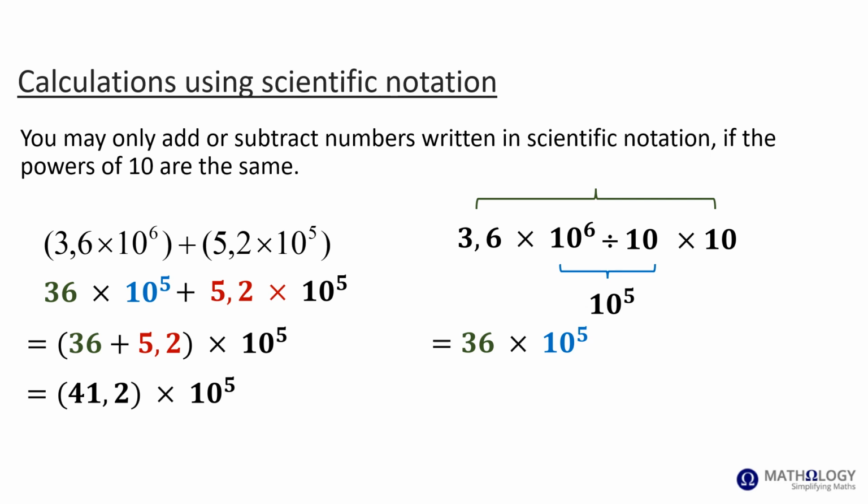This answer isn't in standard index form though, so we now move the decimal point one place to the left to get it into standard position. Doing so means we divide by 10, so we now also multiply by 10, so that we don't change the value of the number. 41.2 times 10 to the 5, in standard index form, equals 4.12 times 10 to the 6.